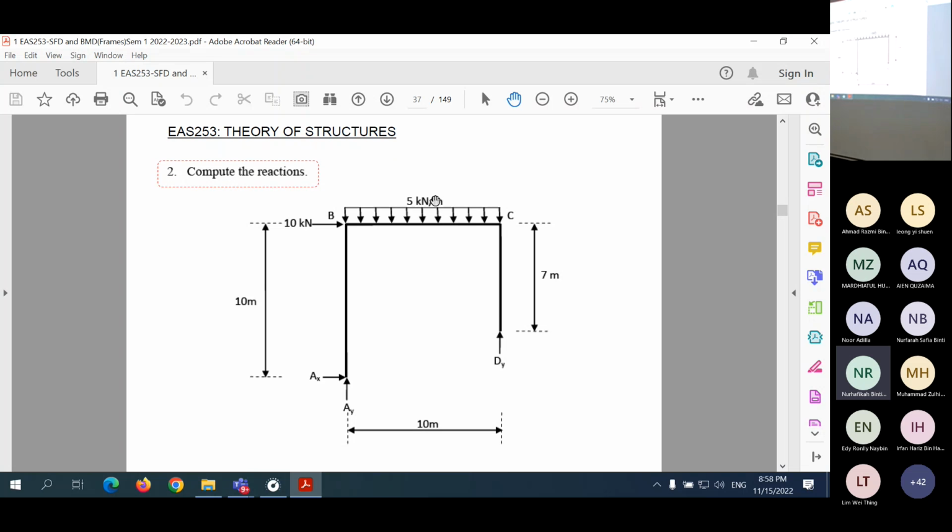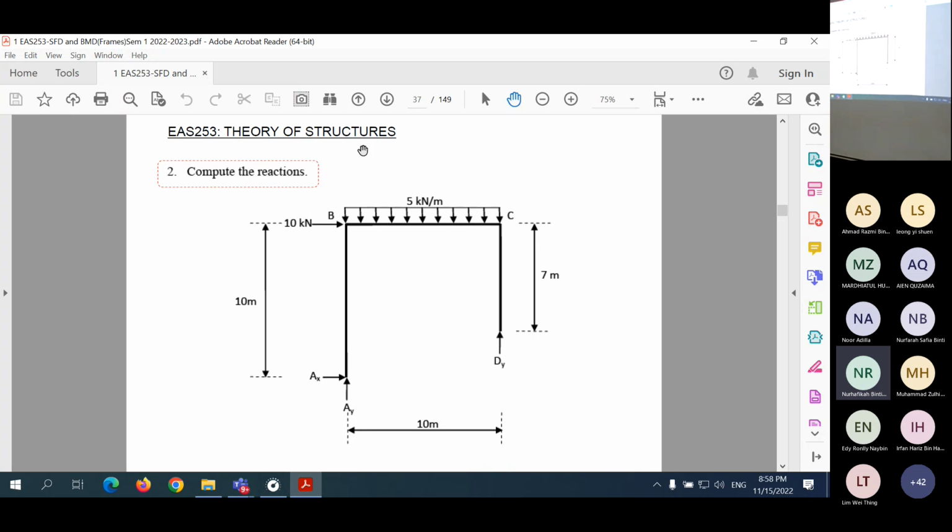So the next thing is you calculate the reaction force. So this is the same thing. The first step, you have to calculate the reaction force, and you have to calculate it correctly, because later it will affect your shear force and your axial force and also your bending moment. So reaction force must be calculated correctly. So this is the first step, similar to beam.